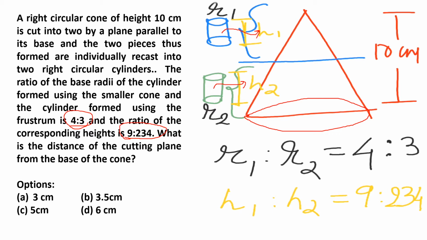Now what are we supposed to find in this question? We are supposed to find the distance of the cutting plane from the base of the cone. That means from here to here, what is the height or distance. To avoid any confusion, let's call it x. What is this x? That's what I want to find. So this is the entire question, and I'm sure you are now clear about it, and now we shall focus on the solution.